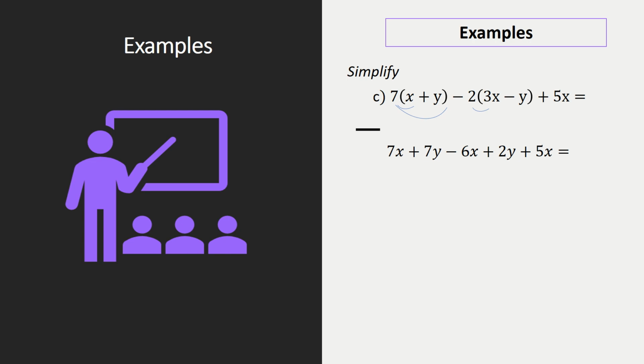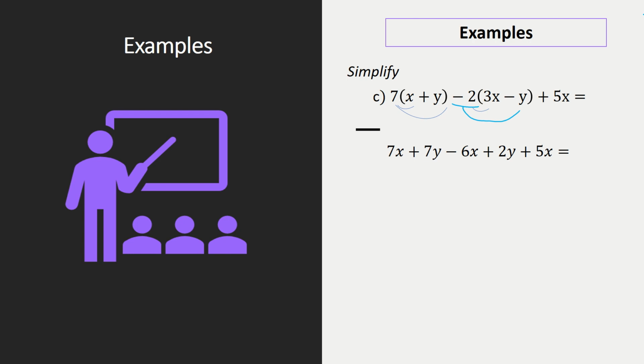So what I get is 7x, because 7 times x equals 7x, and 7 times y equals 7y. If I multiply this out of brackets, I will get minus 2 times 3x, that is minus 6x, and minus 2 times minus y equals plus 2y. And again, I need to copy the 5x.